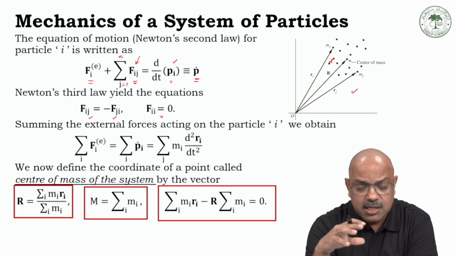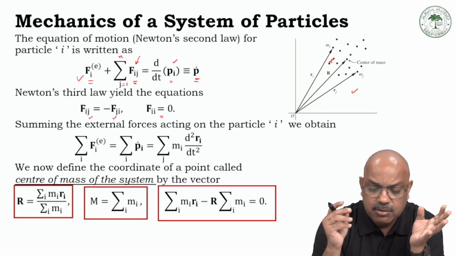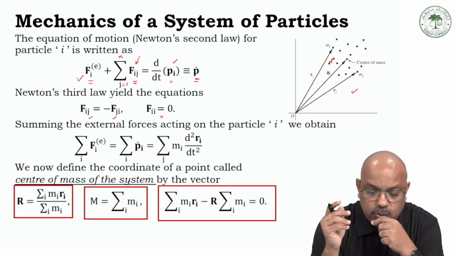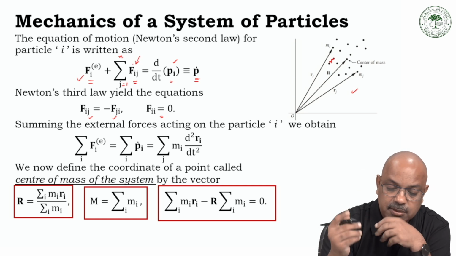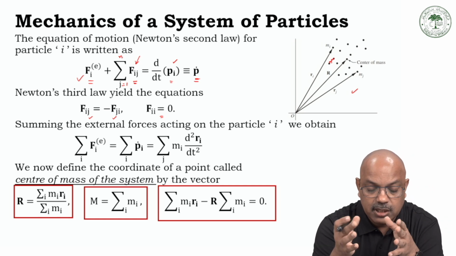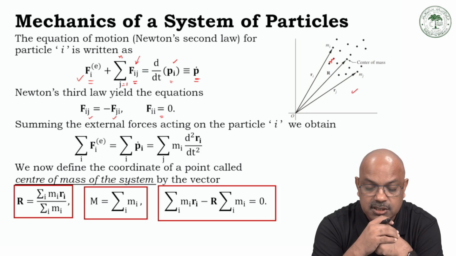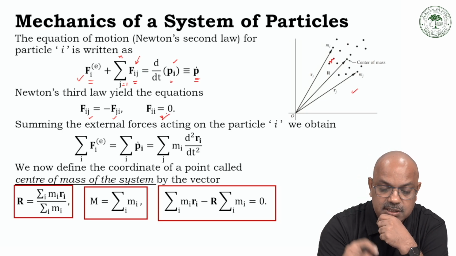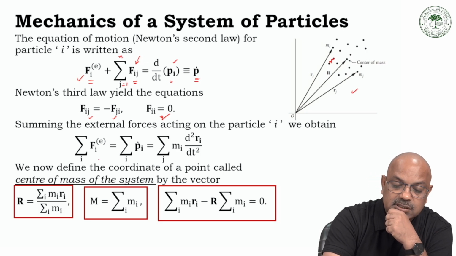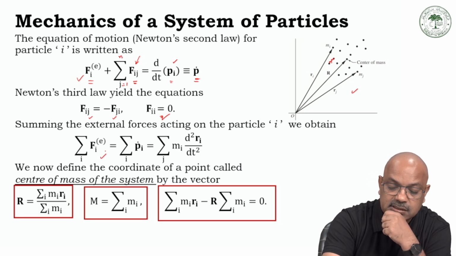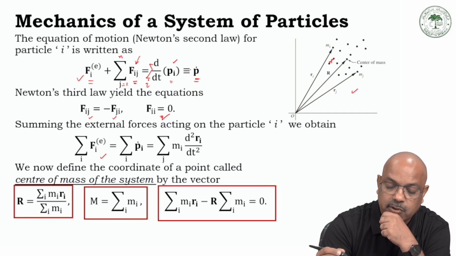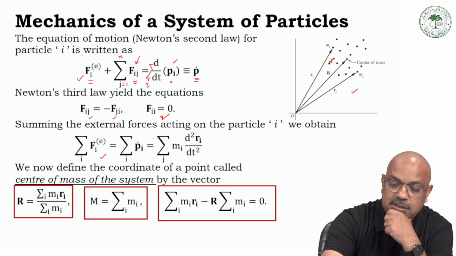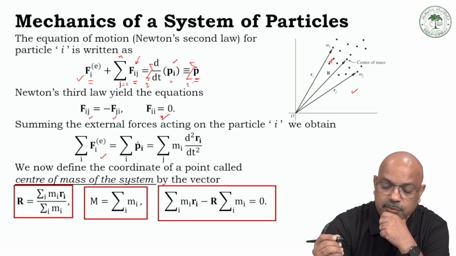So summing all the external forces acting on the ith particle, the internal forces cancel each other, being equal and opposite, and the self-interaction of the particle is going to be 0. So Fi is going to be the sum over i, because we are summing over all the particles.